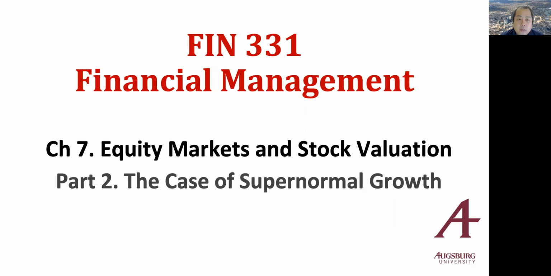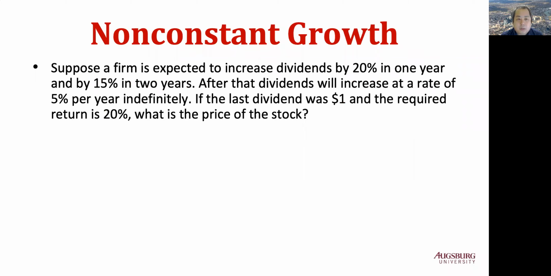This is part two. We'll see supernormal growth cases of stock valuation. Let's look at the example. Suppose a firm is expected to increase dividend by 20% in 1 year and by 15% in 2 years. After that, the dividends will increase at a rate of 5% per year indefinitely. If the last dividend was $1 and the required return is 20%, what is the price of the stock?